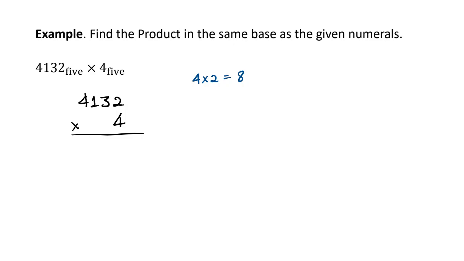4 times 2 is 8. But remember, this is base 5, so I cannot use the 8. So I need to convert it into base 5. Well, since 5 fits once, you need 5 plus 3. Then 8 in base 5 is written as 1, 3. And so I write down the 3 on the units, and I carry the 1 onto the next place value. This 1 is going to be added. So I put that plus 1.